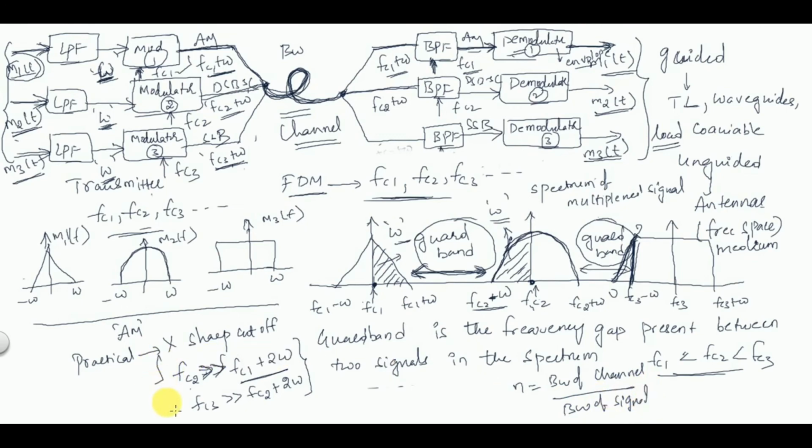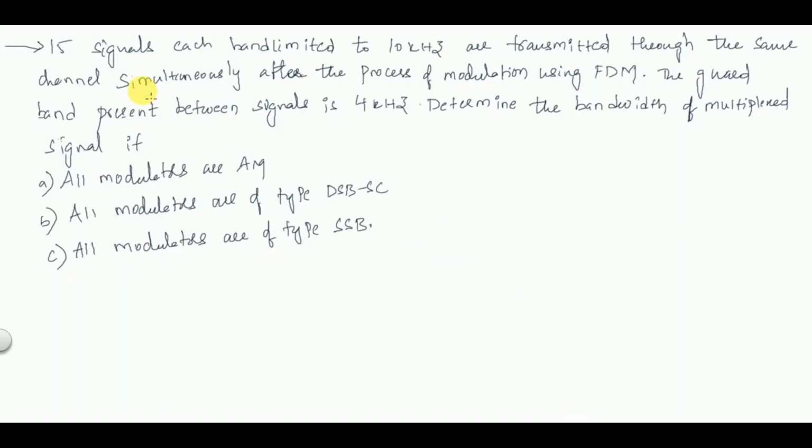And these are the considerations which you have to follow for choosing FC1, FC2 and FC3, that is, the carrier frequencies. Okay, so this is about frequency division multiplexing. Next we'll see one example on frequency division multiplexing, one simple problem.